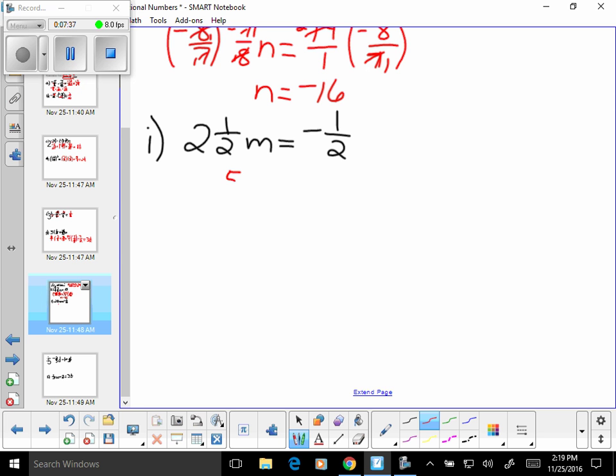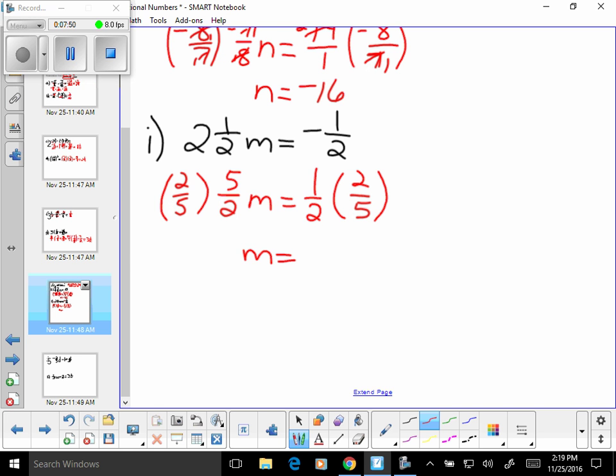First of all, you've got to remember to change these to their improper fractions of 5 over 2, and then you can multiply by that reciprocal of the coefficient. The 2s will reduce. 1 times 1 is 1, and 1 times 5 is 5. And this is a negative. Whoops, I forgot to carry the negative.